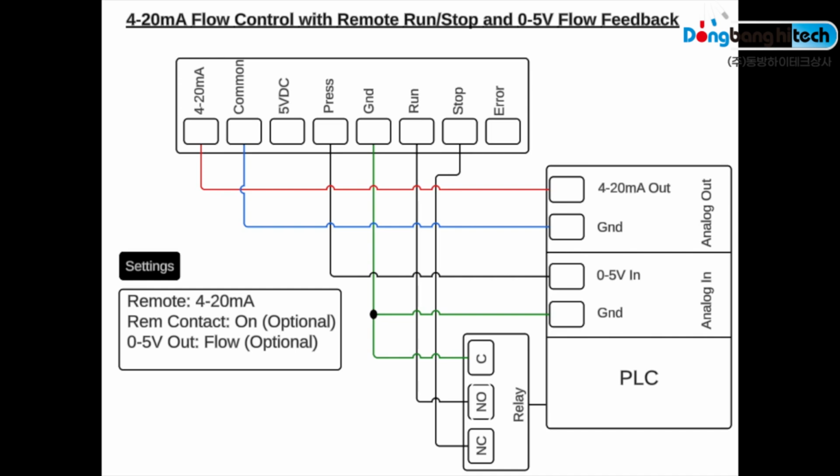If you want to read the output pressure or 0 to 5-volt DC, make sure that the pressure wire goes into the analog in of the PLC and the ground goes into the analog in of the ground of the PLC. Remote contact on is an optional. If you want to use that, make sure the run goes to the relay normally open and stop goes to relay normally close. And then common on the relay is connected to the ground of the back panel of the pump.